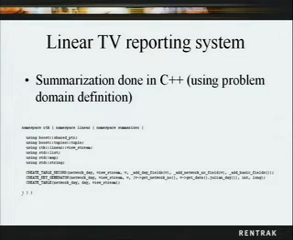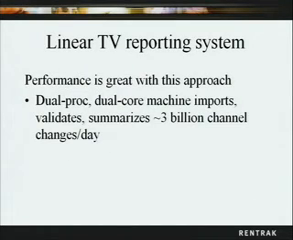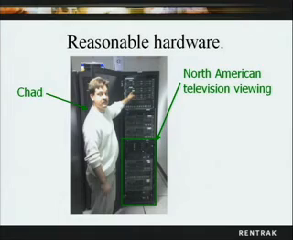You might be concerned that this level of abstraction actually slows things down. But one of the nice things about using this whole translation engine concept is that you get to tune the translation engine. You don't have to tune 100 different reports or 50 different views on top of the data. And so what we've seen is that on the linear side, one of those machines that Chad was pointing at, a two-processor machine, dual core, so four cores total, actually imports, validates, processes, and prepares for quick reporting about 3 billion channel changes a day, which means that we could comfortably handle the North American television viewing on the bottom half of that rack.